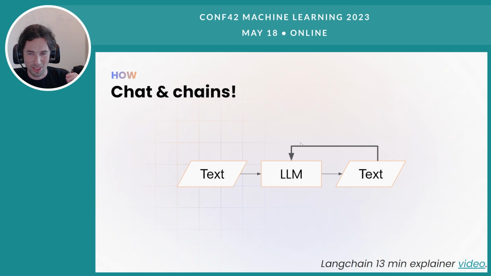But it's critical to understand that the model itself doesn't have any memory, right? It only responds to the text that it receives on the input. And so in the chat use case, you are constantly feeding in the whole chat history or a part of it, right?